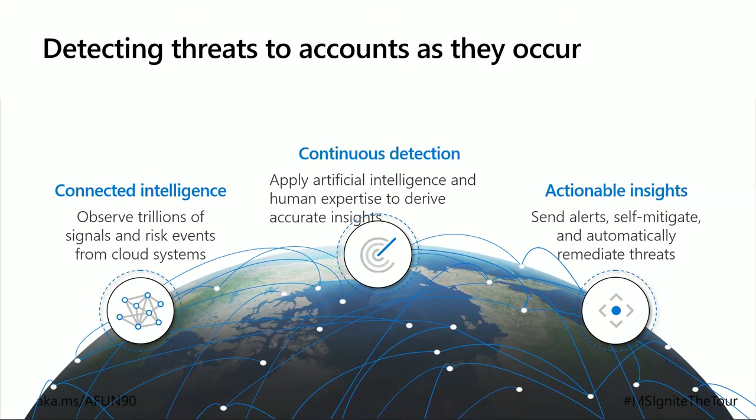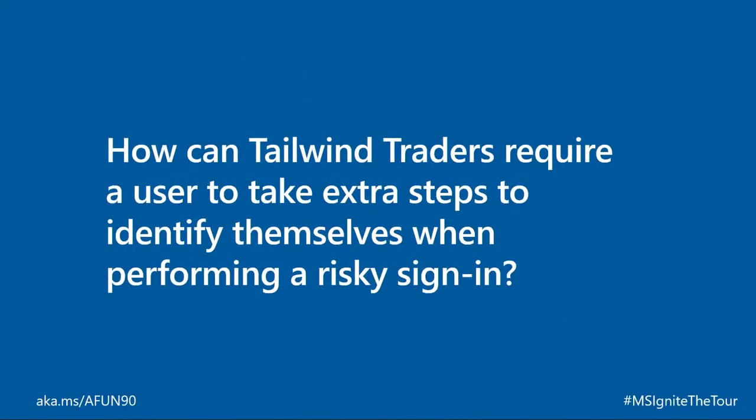And so now let's look at that monitoring. How do we detect that things are risky? Good news is Microsoft does it for you. We can't see login behavior to your on-prem Active Directory. We do get to see the signals of the behavior of the login attempts that are coming to your Azure AD. So how can Tailwind Traders make sure that a user has to take on some extra steps to identify themselves if they're performing a sign-in that looks slightly out of the ordinary?